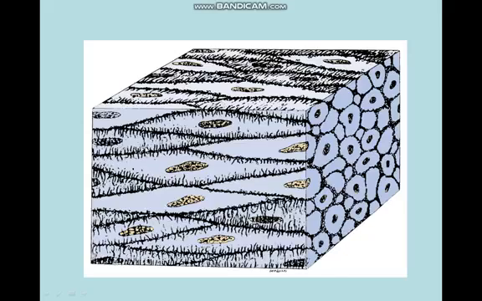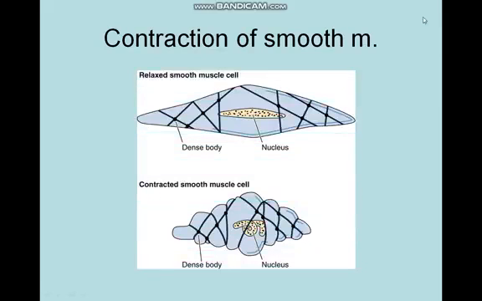Also in this figure we can see the spindle shape of this cell, and we have the central nucleus. In the cross-section we can see cells either without nucleus or with nucleus, according to the side of the section through the smooth muscle cell. Contraction of smooth muscle occurs through contraction of the lattice-like myofilaments, and here we have a dense body in place of a Z disc. This is the relaxed form, and this is a contracted form.